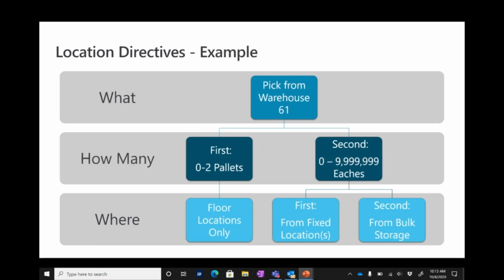So in the example, I have moved that business logic descriptor to the left-hand side so that we can keep that in mind, and then put an example into our graphic. So let's talk through how this might work in our example. So at the header, we've got the what of the location directive. And in this case, this is an example from a sales order type of work, just to clarify. So what I am telling the system, what I am doing is a pick from warehouse 61. That's the what of my header.